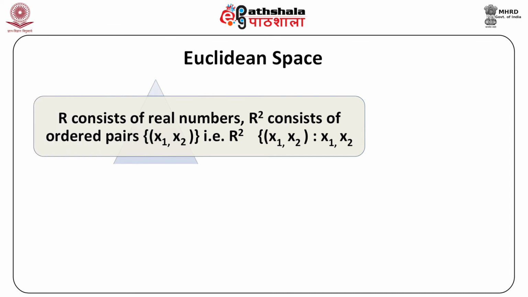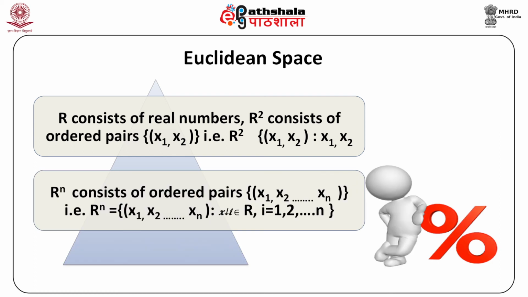R squared consists of ordered pairs, that is (x1, x2). That is, R squared is equal to the set of (x1, x2) such that x1, x2 belong to R. Similarly, R^n consists of ordered n-tuples (x1, x2, right up to xn). That is, R^n is equal to the set of (x1, x2, right up to xn), where xi belongs to R, where i is equal to 1, 2 right up to n.